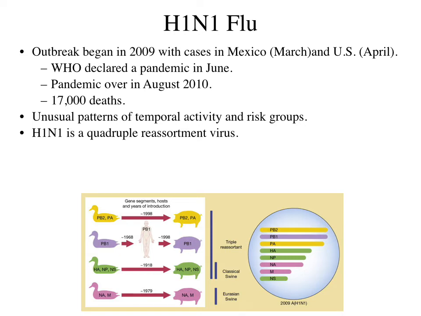So the H1N1 virus has two genes from influenza viruses that normally circulate in pigs in Europe and Asia, along with bird genes and human genes, making it a quadruple reassortment virus. So it was an unusual temporal pattern, unusual risk groups, and a quadruple reassortment.